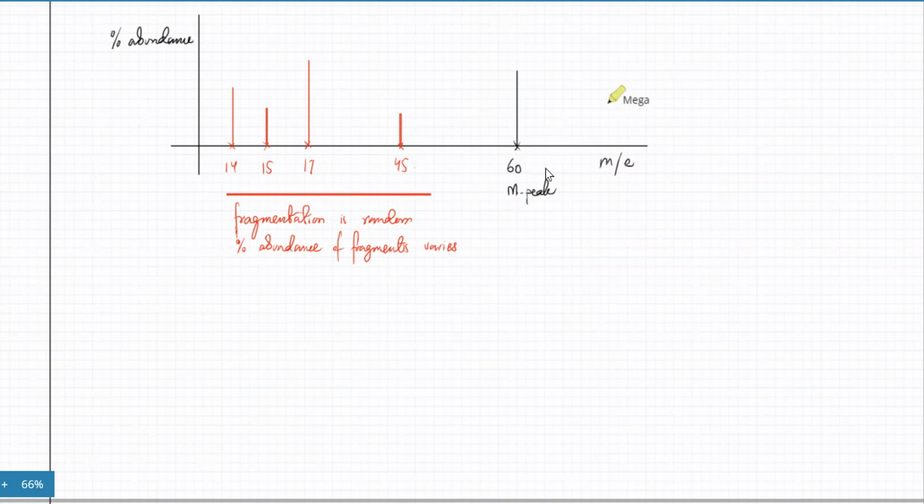Let's say the information is given that it has carbon, hydrogen, and oxygen. So let's say this information is already provided that it's got carbon, hydrogen, and oxygen. This information is also usually obtained from the mass spectroscopy.